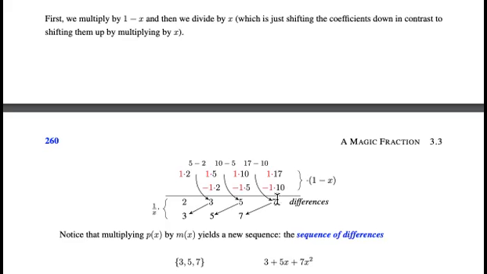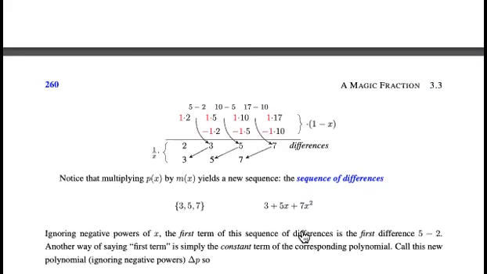It's like 17 minus 10, 10 minus 5, 5 minus 2. In other words, we get 3, 5, 7. Notice that 3 is the difference between 2 and 5, 5 is the difference between 5 and 10, and 7 is the difference between 10 and 17. It's a sequence of differences of our current sequence. That's what we get.